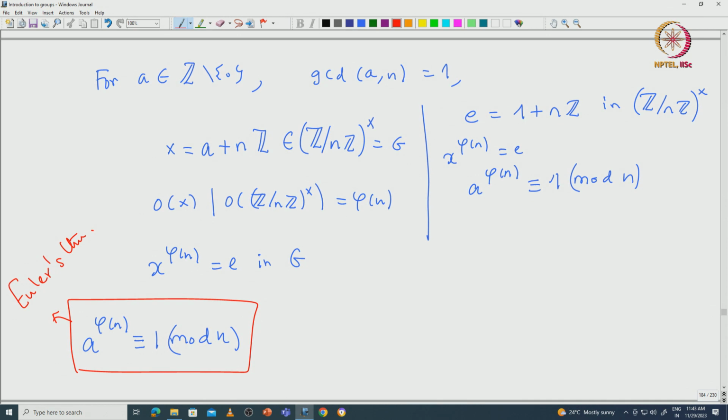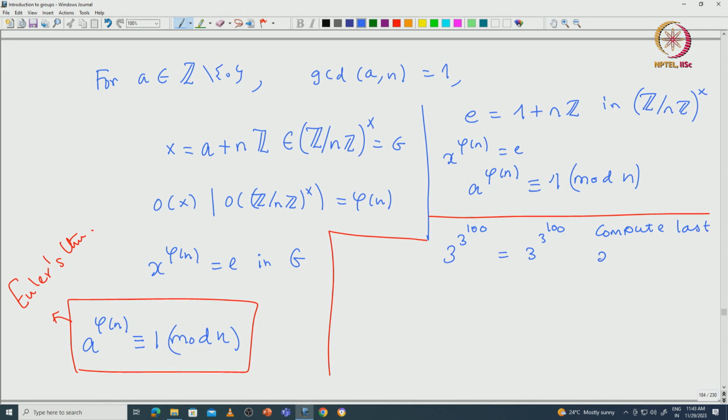Let us see one example, and then I will demonstrate how powerful this Euler's theorem is. Let us say we want to compute the last two digits of 3 power 100. That is, 3 power 3 and then power 100. So we want to compute the last two digits of this 3 power 100. That is our question.